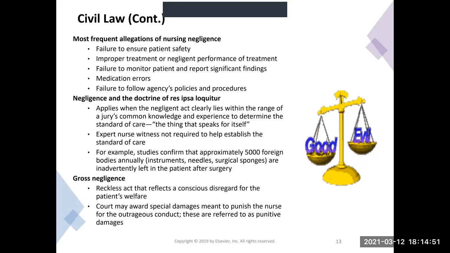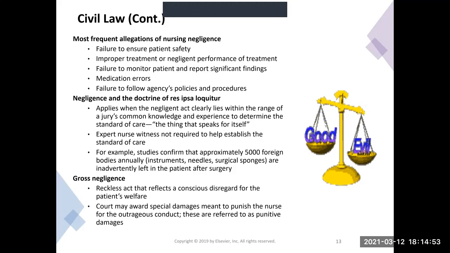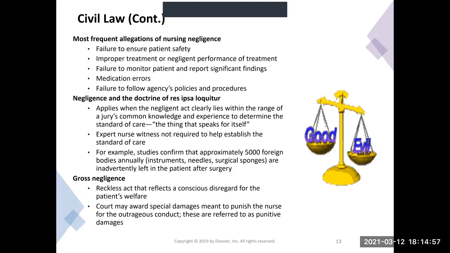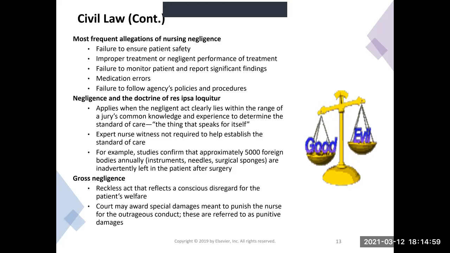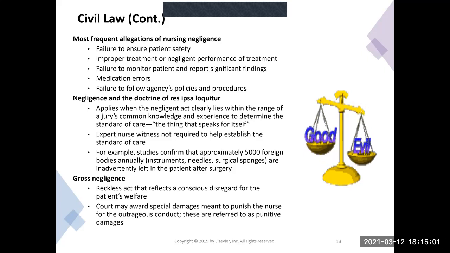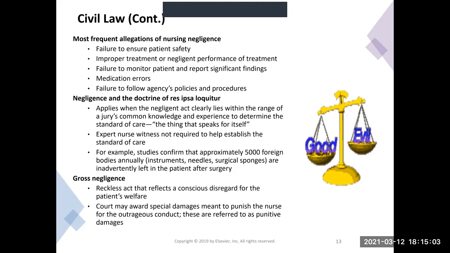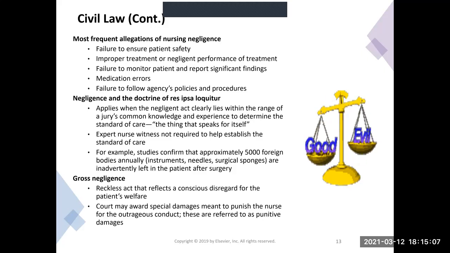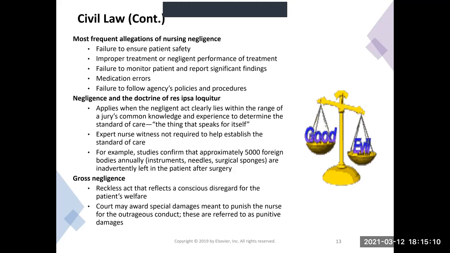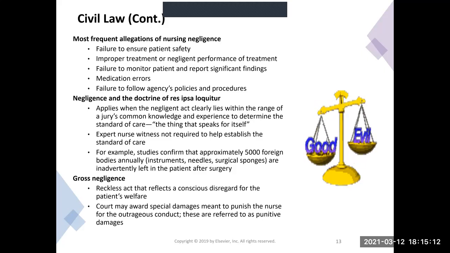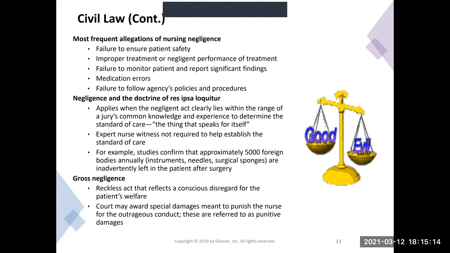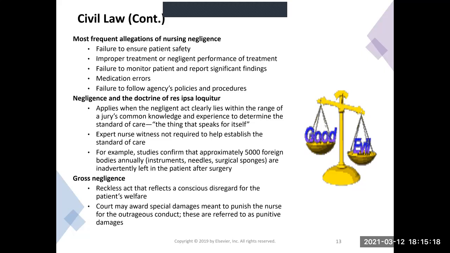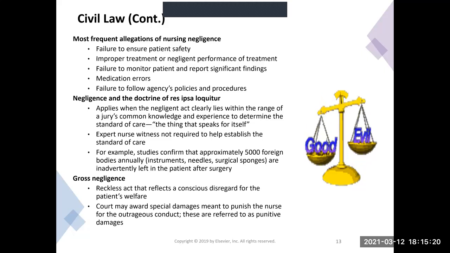And then you have gross negligence. Gross negligence is actually indifference, or being nonchalant about your practice. And the court usually punishes nurses for this, right? For recklessness. So if you do something that is so stupid, actually I call it stupid, forget about recklessness. They will have punitive damages, not only to hold you accountable, but to punish you, to show you that what you did is crazy.